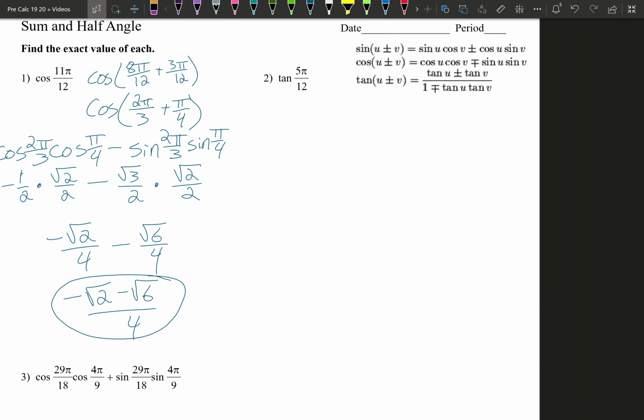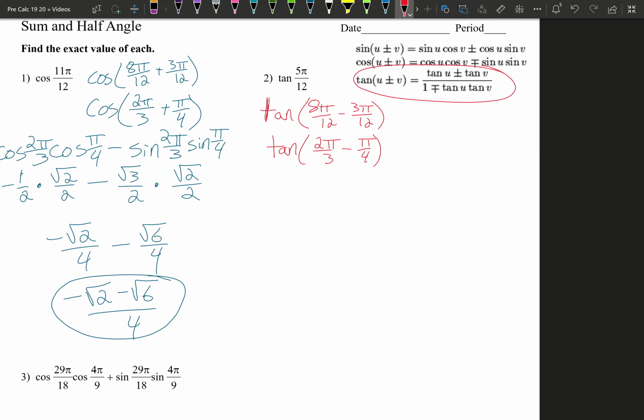Now, let's take a look at one of the tangent values. So tangent of 5 pi over 12. This one I'd like to do with some subtraction, just to mix it up a little bit. Our first step, as always with these, is to rewrite that angle, that 5 pi over 12, as a sum or difference of two angles. So let's do 8 pi over 12 minus 3 pi over 12. Little subtraction there. Those will again simplify to our 2 pi over 3 minus pi over 4.